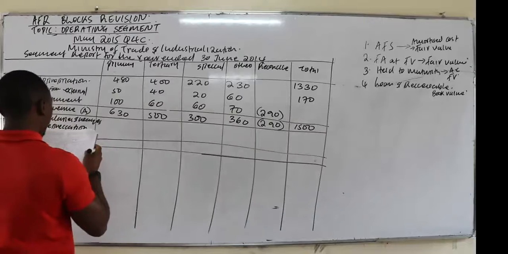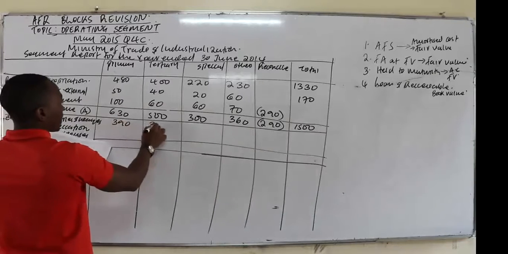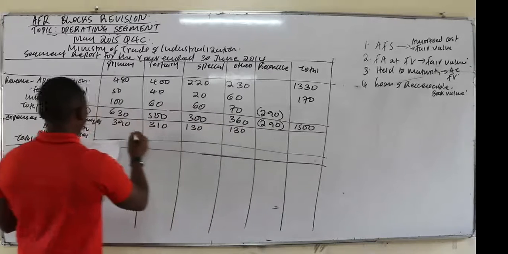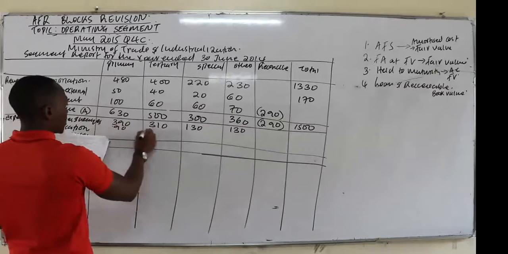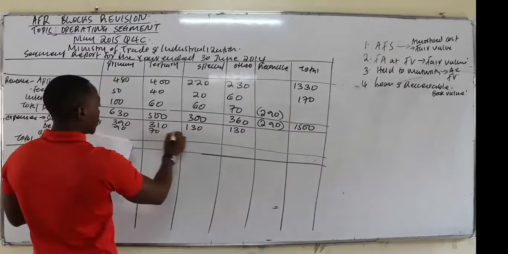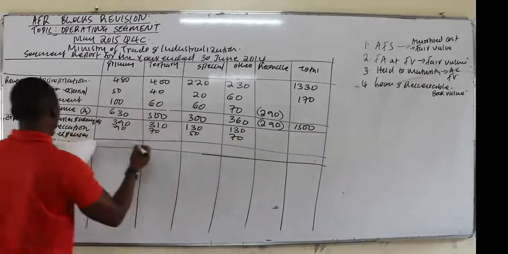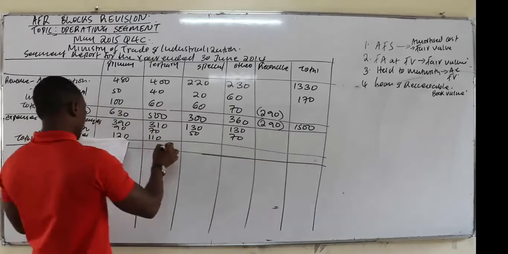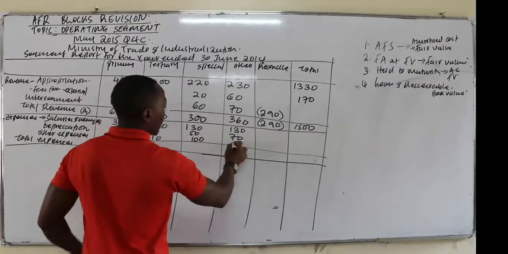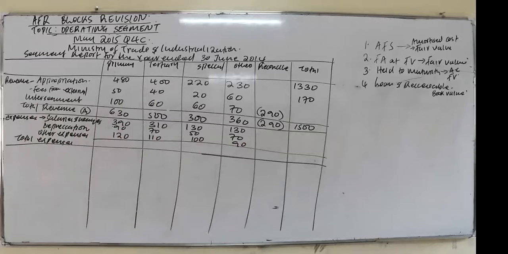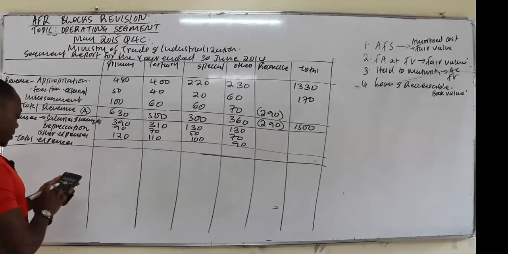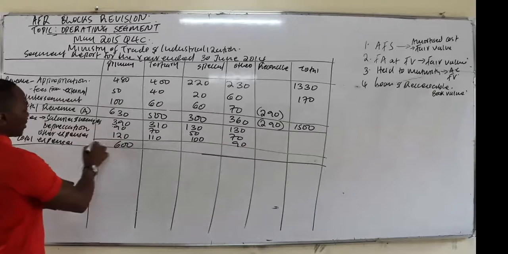So for salaries and wages, we have 390, 310, 130, 130, 90, 70, 50, 70. And for other expenses, 110, 190. So now let's just get the total. We have 390 plus 90 plus 120. We'll have 600.